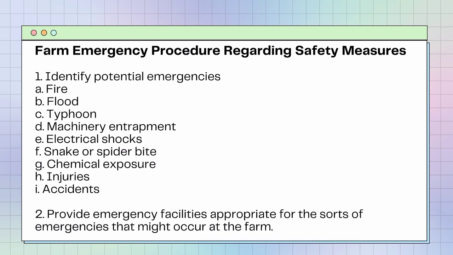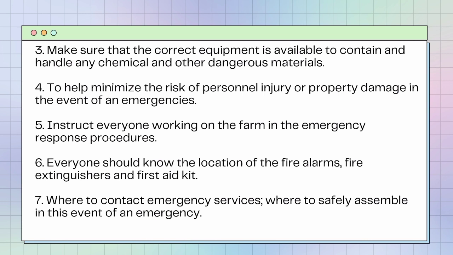Provide emergency facilities appropriate for the sorts of emergencies that might occur at the farm. Make sure that the correct equipment is available to contain and handle any chemical and other dangerous materials. Number 4. To help minimize the risk of personal injury or property damage in the event of an emergency, instruct everyone working on the farm in the emergency response procedures.